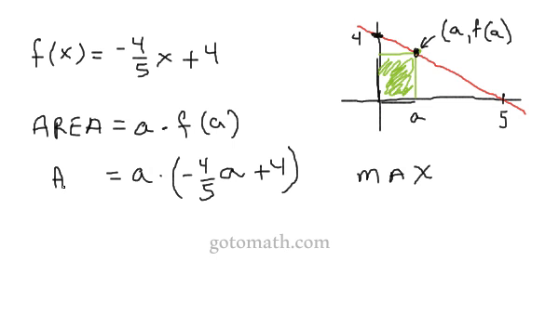So we've got our primary equation set up. Everything's in terms of a, so we want to go ahead and take the derivative, set it equal to 0, and solve for a. But before we do that, I'm going to distribute this a across, so this becomes negative 4/5 a squared plus 4a, and we'll just label that as A for area.